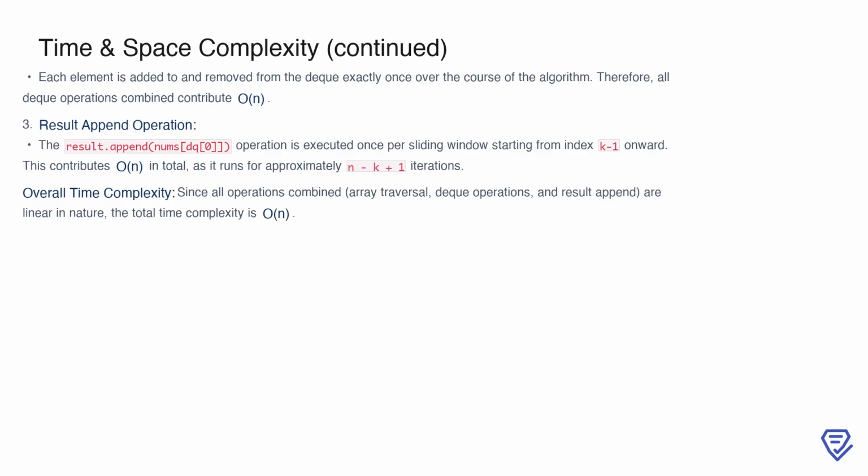When we combine the costs of traversing the array, performing deque operations, and appending results, the overall time complexity of the algorithm remains linear, or O(n). This efficiency is a result of minimizing redundant computations and ensuring each operation is constant time within the loop.